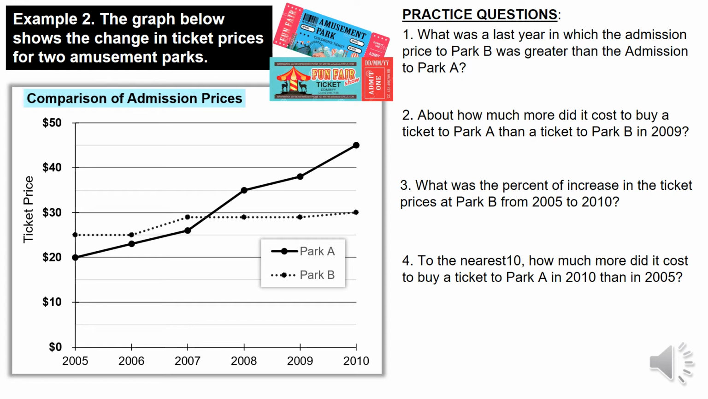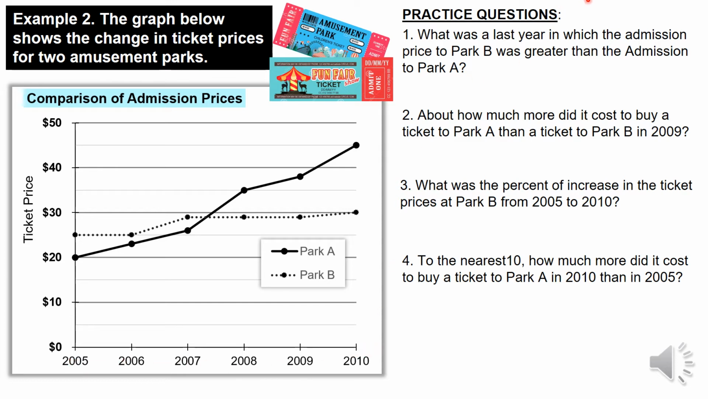Example number 2. The graph below shows the change in ticket prices for 2 amusement parks. So here are the different amusement park tickets illustrated. Now this type of graph, we can use when we are trying to create a line graph using only one color. So in this case, we can use different patterns of lines. On part A, we use the straight line, while on part B, we use a dotted line. So in this y-axis, we have the ticket price with the interval of $10, while here in the x-axis, we have the time in years.